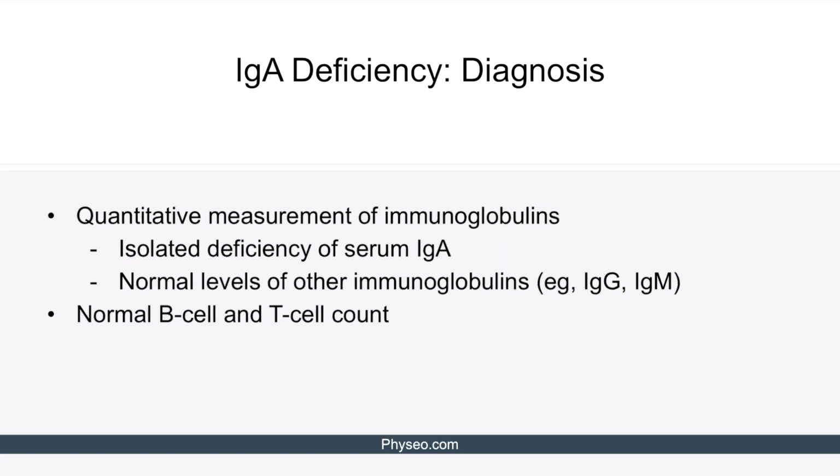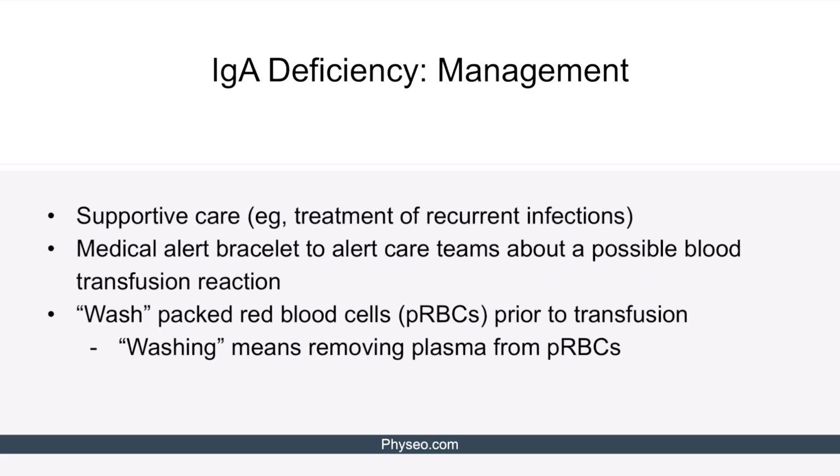In terms of the diagnosis, quantitative measurement of immunoglobulins will reveal an isolated deficiency of serum IgA in the setting of normal levels of all other immunoglobulins, such as IgG or IgM. As mentioned earlier, the function of B cells and T cells is not affected in this condition, which is why patients with selective IgA deficiency will have normal B cell and T cell count. The management of selective IgA deficiency is largely supportive, and may, for instance, involve treatment of recurrent infections.